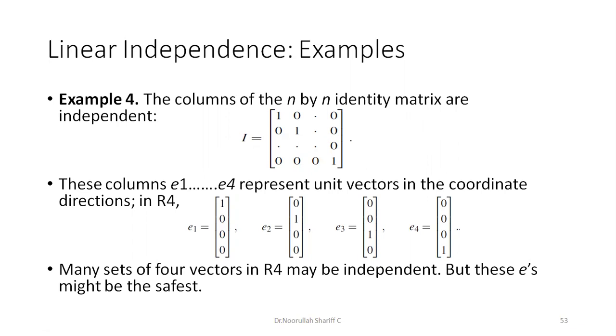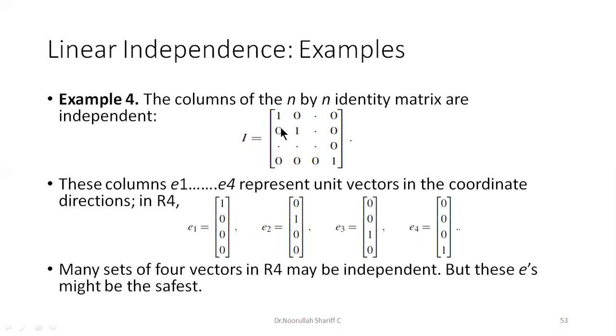You'll definitely get a value 0. Okay, C1 equal to C2 equal to C3 equal to 0. So that means all the columns of this matrix are linearly independent. All the rows of this matrix also are linearly independent. So these columns E1 to E4 represent unit vectors in the coordinate directions in R4. Okay, so this matrix represents unit vectors in the coordinate directions in R4.